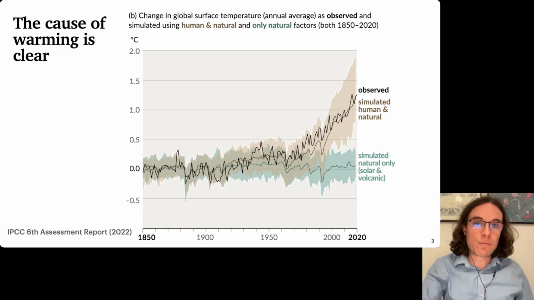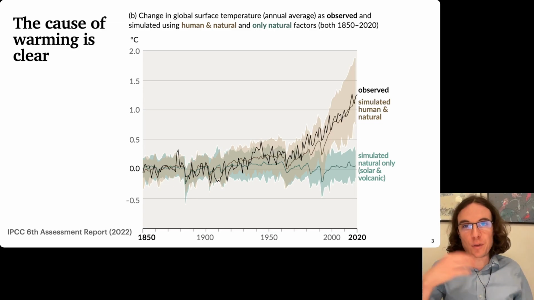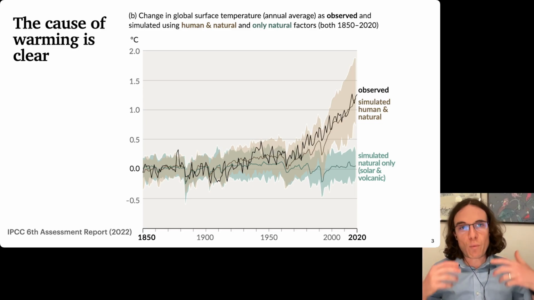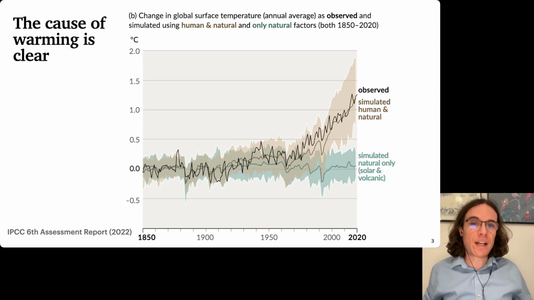And if we run those simulations without the forcings from human activities, then we get nowhere near as much warming. But that's still including all of the natural potential sources of warming and changes. So we've understood for some time that the climate change that we're seeing is due to our own activities.